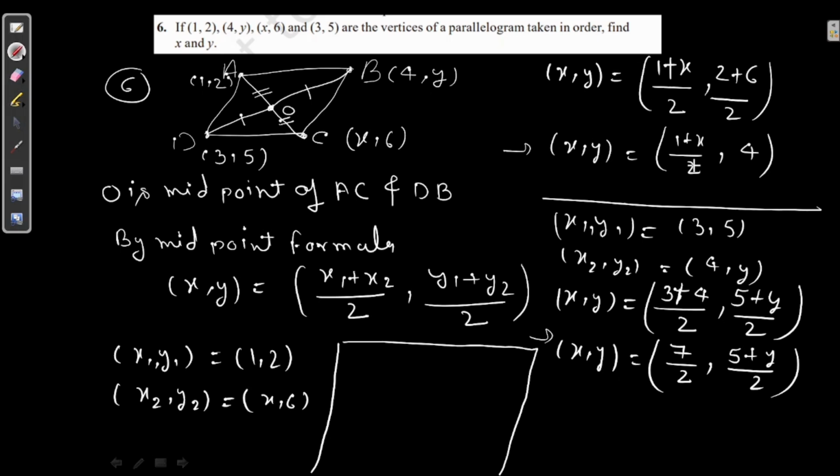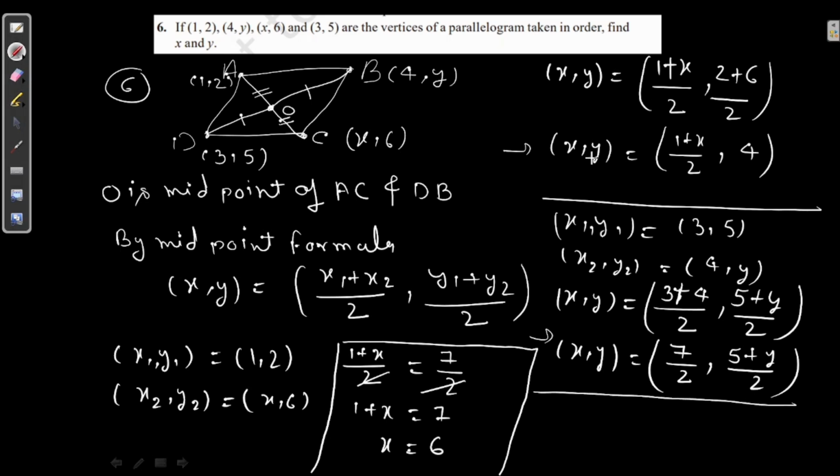What is before comma? It is x. The value of x, you can see it is 1 plus x by 2 from here. So I am writing 1 plus x by 2, which will be equal to, what is x comma y? The before comma you can see it is x, which will be 7 by 2. 2 is cancelled. Now I am having 1 plus x is equal to 7. This plus 1 will go there. The value of x, what I will get, it will be equal to 7 minus 1, 6.